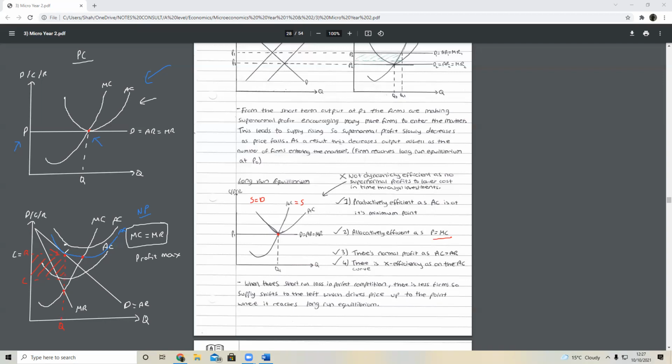Would it be considered as dynamically efficient if we're making normal profits? No. Dynamically efficient would be when we're making supernormal profits if we had this average cost here. What about X efficiency? It would be X efficient because we're producing on the AC curve if we had normal profits.